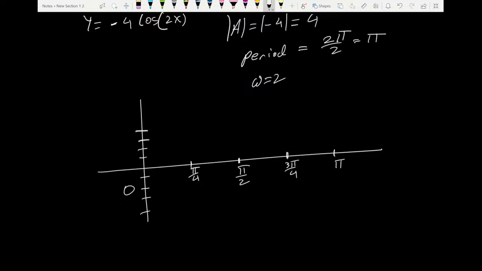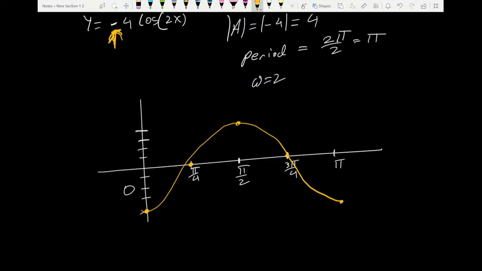That's easy so far. Now the tricky part is, do you see this negative right over there? Cosine usually starts at the top. Because it's negative, it's going to start at the bottom, then goes to 0, then goes back up to the top, goes to 0, goes down. And that's how you graph.